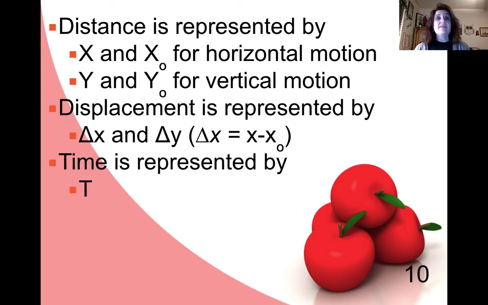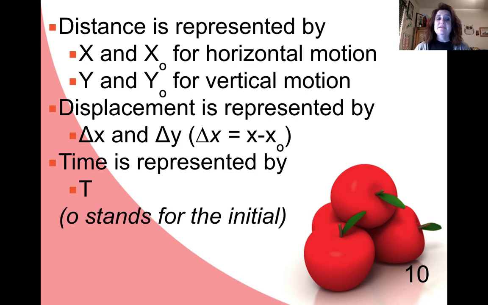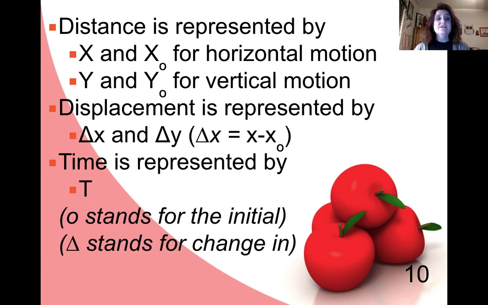Time is represented by the letter t. Naught, again, stands for initial. Delta stands for change in.